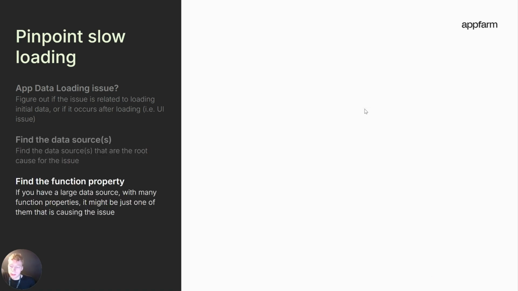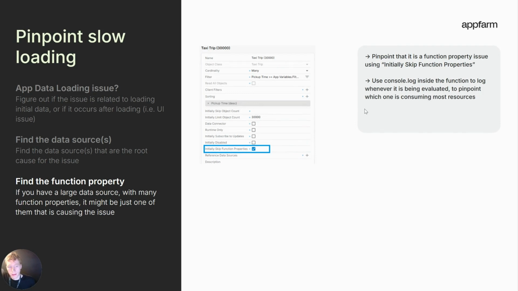Maybe you have a problematic data source, but the problem isn't the amount of records, but it's a specific function property instead. So there's a property on a database connected data source, which is called initially skip function properties. And this allows you to simply load in the data without calculating these function properties.